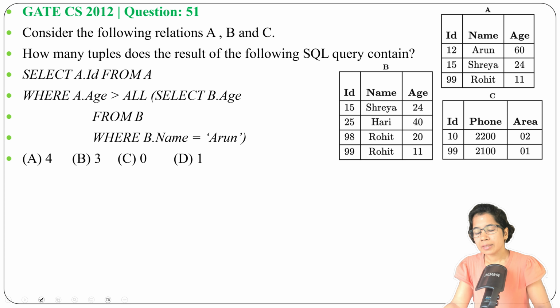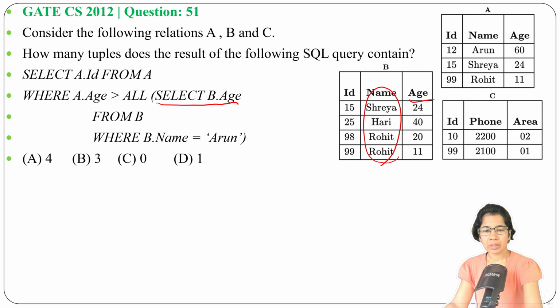This is a nested subquery. In case of nested subquery, first we'll run the inner query. So select B.Age from B where B.Name equals to Arun. Is there any name of Arun? No. There is Sriya, Hari, Rohit. There is no Arun. Hence, this will give empty. So the inner query output will be empty.